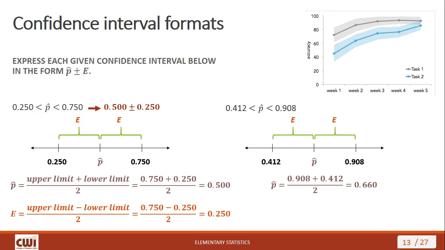Our margin of error is the distance from our point estimate out to either the upper limit or the lower limit. And we can find this value by taking the range, which is the maximum minus the minimum, or the upper limit minus the lower limit, and then dividing by 2. This gives us 0.248. With these two numbers, we can then rewrite our confidence interval in a different format, 0.660 plus or minus 0.248.